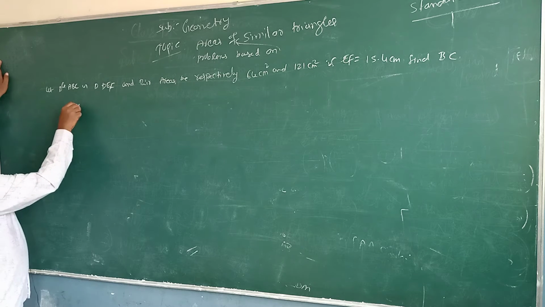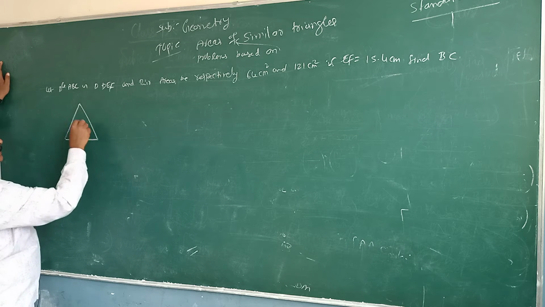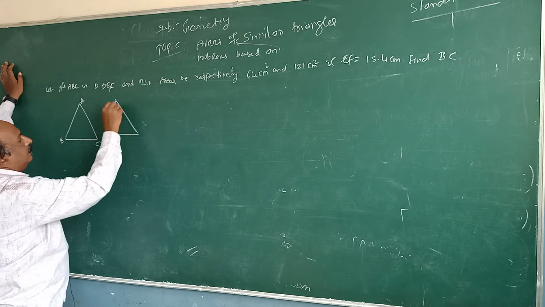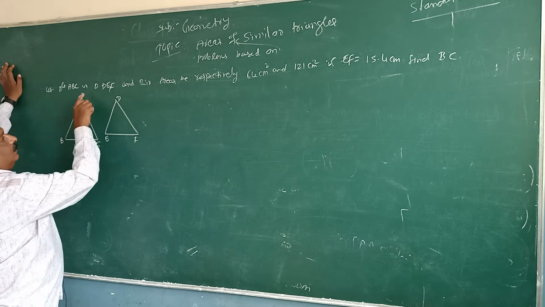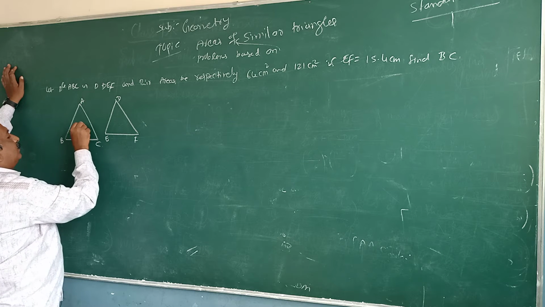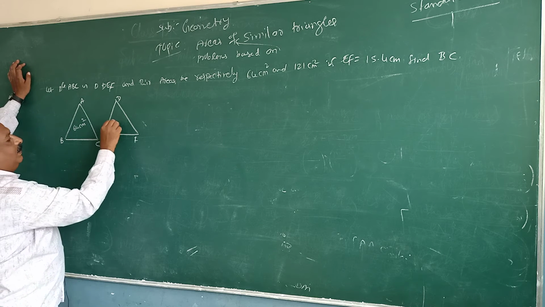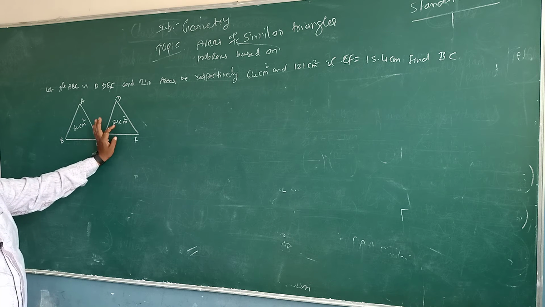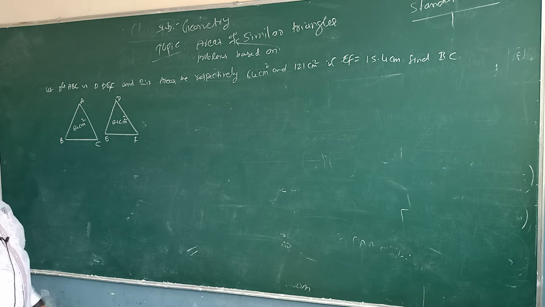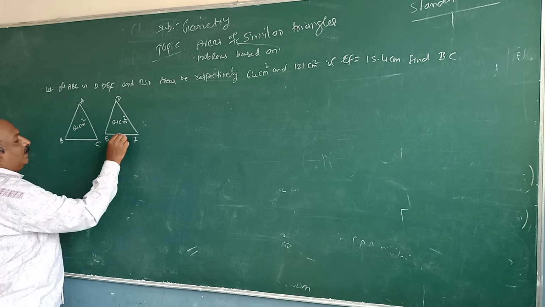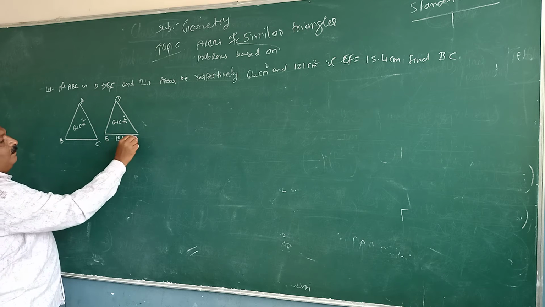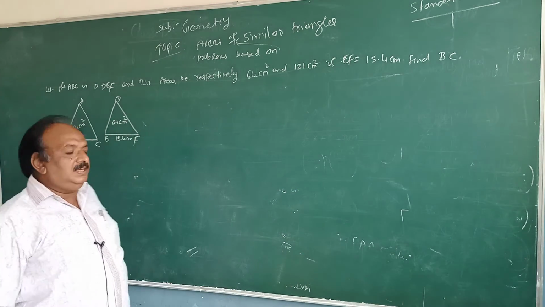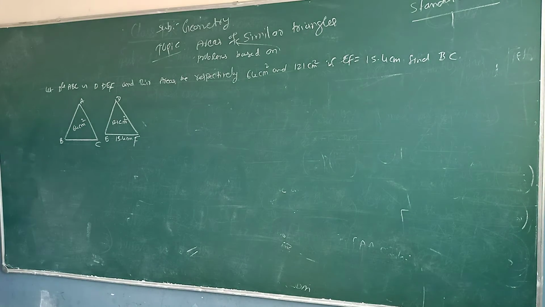Let us write triangle ABC, triangle DEF. This is 64 cm square. This is 121 cm square. The area of this triangle is 64 and the area of this triangle is 121. If EF is 15.4 centimeter, what is the measure of BC? We are going to calculate the measure of BC.